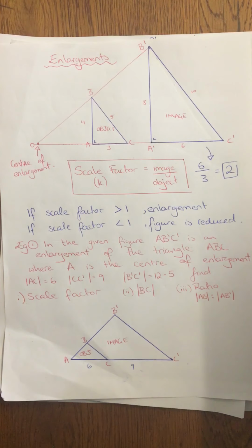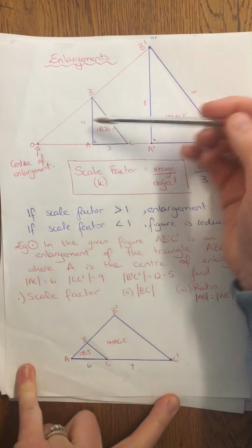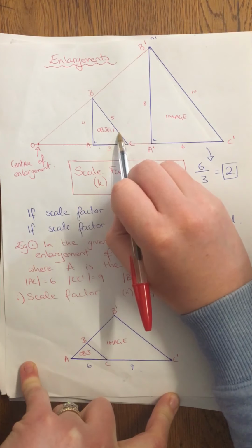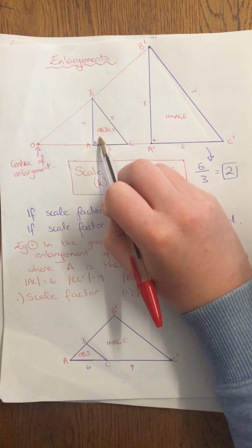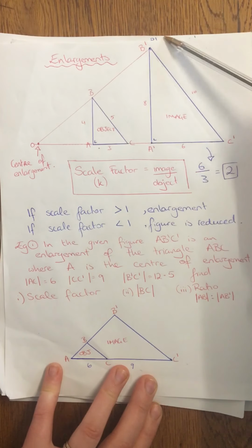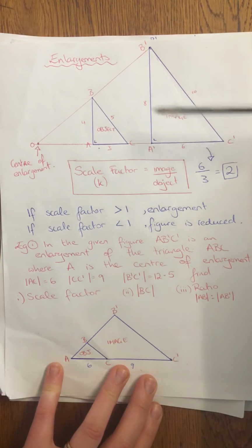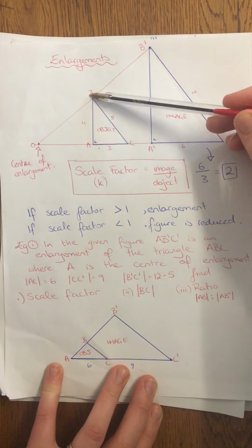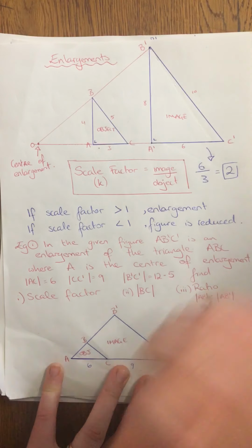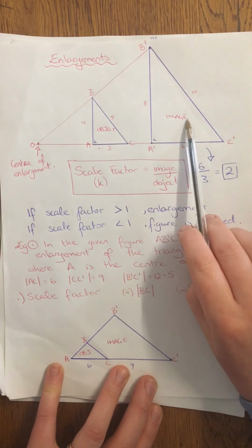The one that we always start with is what I would call your object, or your original. O for object, O for your original. What you're doing then is increasing it in size or decreasing it. In this case, AB becomes A dash B dash, B to C, B dash C dash, and so on. So you have your object and your image.